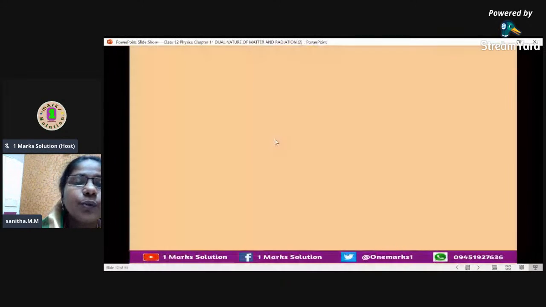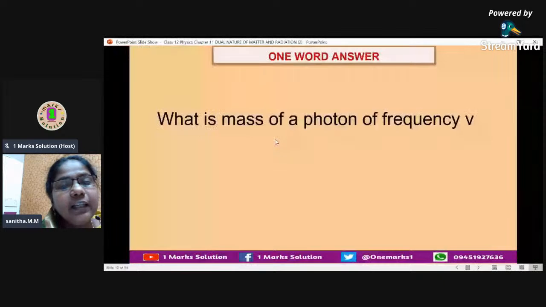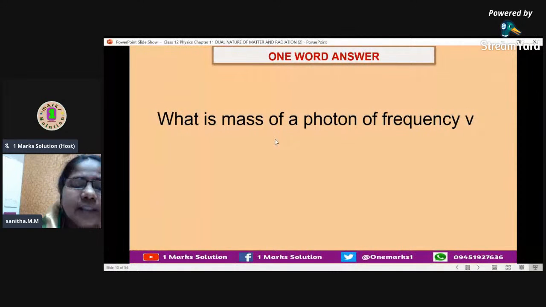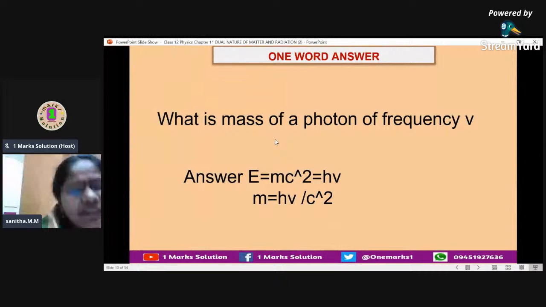Now let us move to the next question. That is again a one word answer. It's a very, very important one. What is the mass of a photon of frequency nu? Usually the children will have a doubt: is the photon having some mass? Sure, energy and momentum they know, but they should have some doubt: is there any mass there? So that is why we included this question.